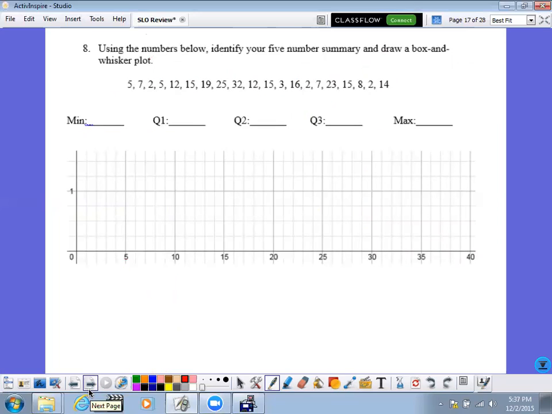5-number summary. We could find out the 5-number summary by going ahead and taking all these numbers, and we can list them out in order. We can find our minimum, we can find our maximum, we can find our median, we can find the median of the first part, we can find the median of the second part, which are our Q1 and Q3.